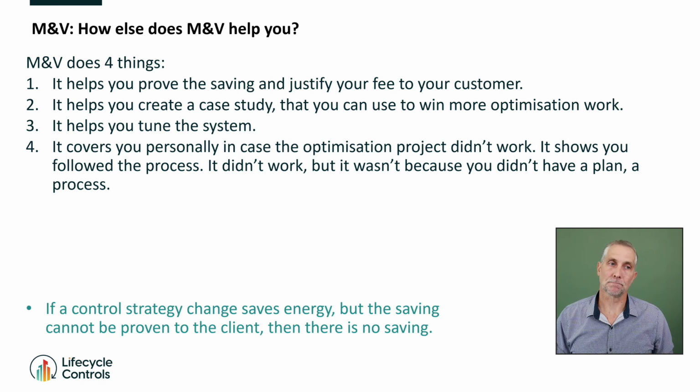Dot point 4. It covers you personally in case the optimization project didn't work. It shows you followed a process. It didn't work, but it wasn't because you didn't have a plan, a process. It's not because you weren't professional. Now, a couple of slides before I gave you the example of you sitting in the account meeting at the end of the year with your customer and they ask you how it's going, and you can't show them anything, right? That example. Now let's expand that example.